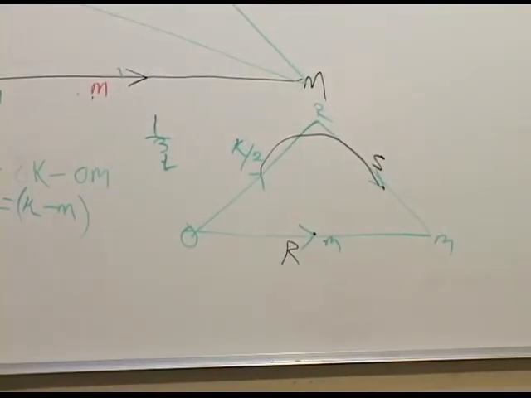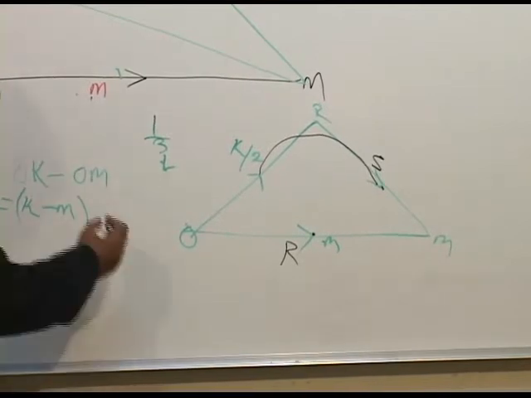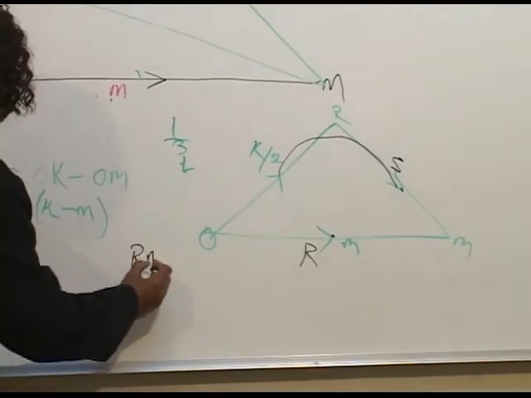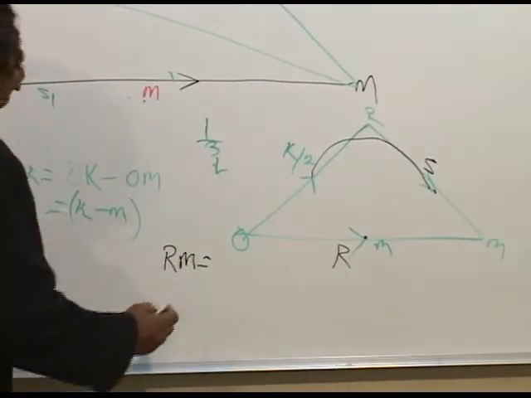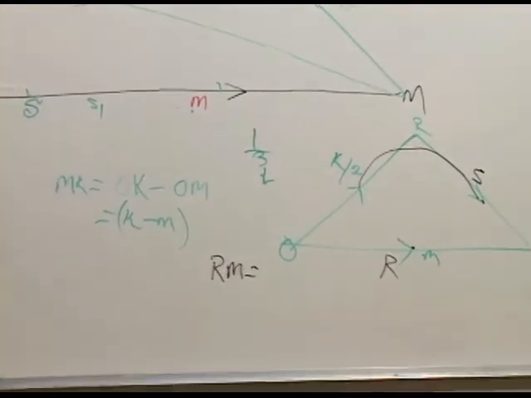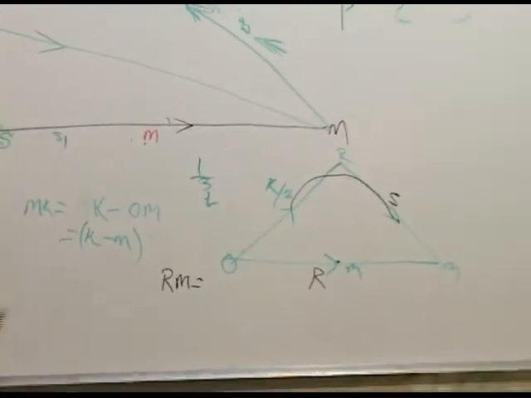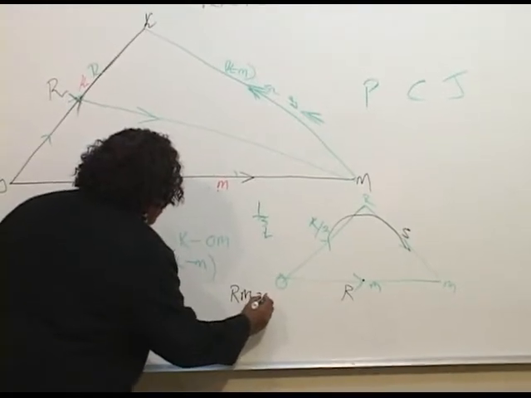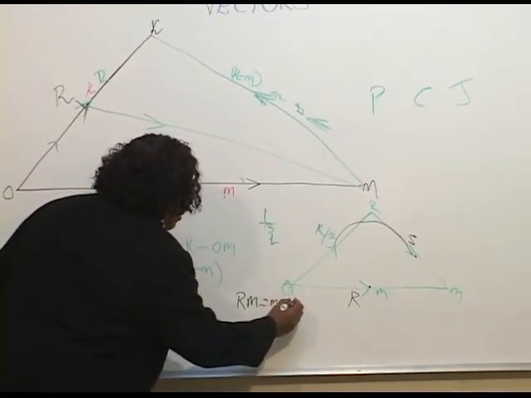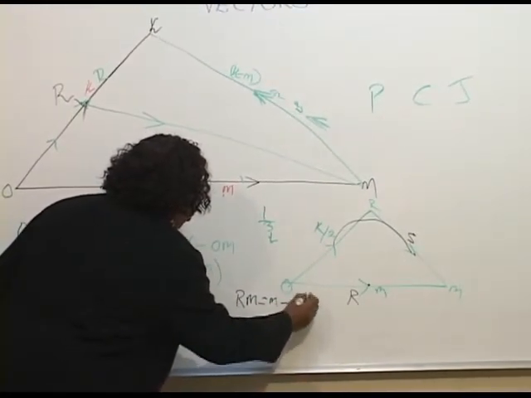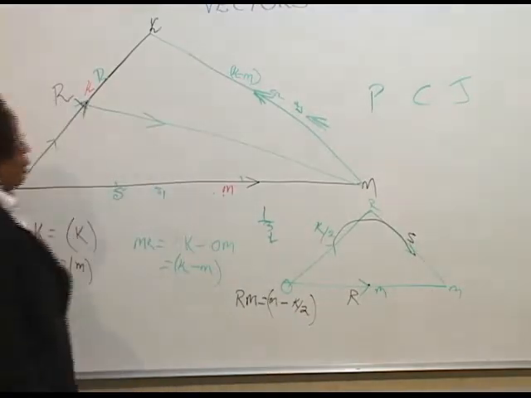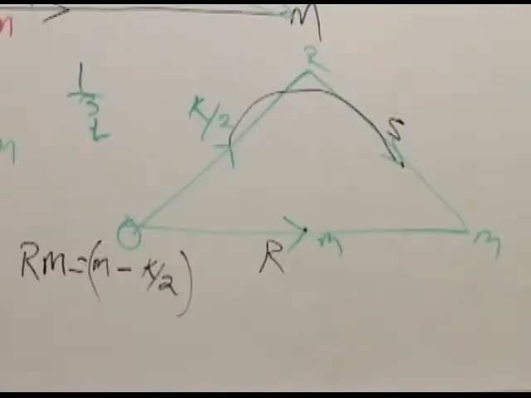So then, in order to find RM, it would be equal to the resultant, which is OM. So it would be little m, and it is minus the other side, which is k upon 2. And that is the answer. All right? Every vector question can be solved using a triangle.